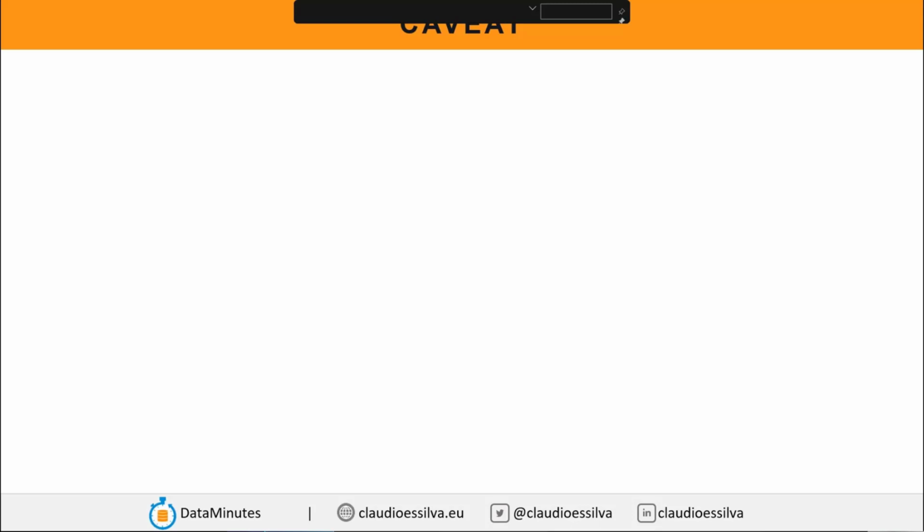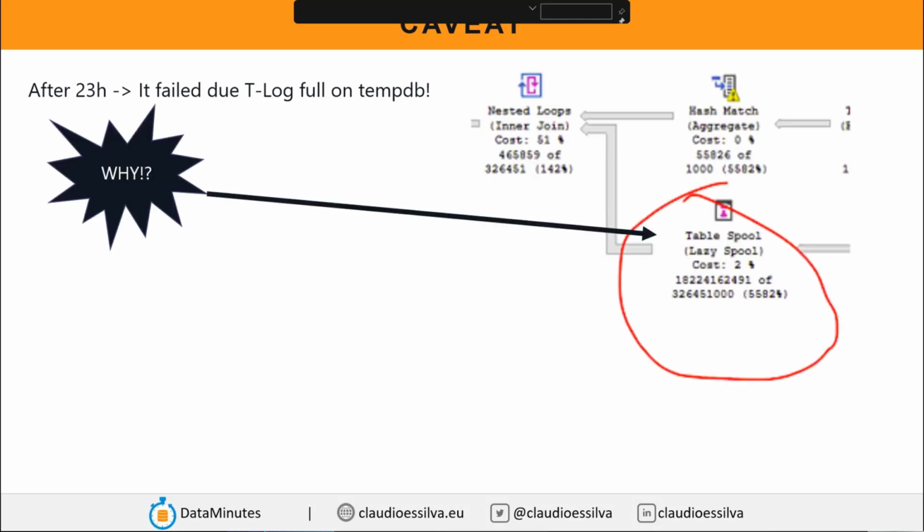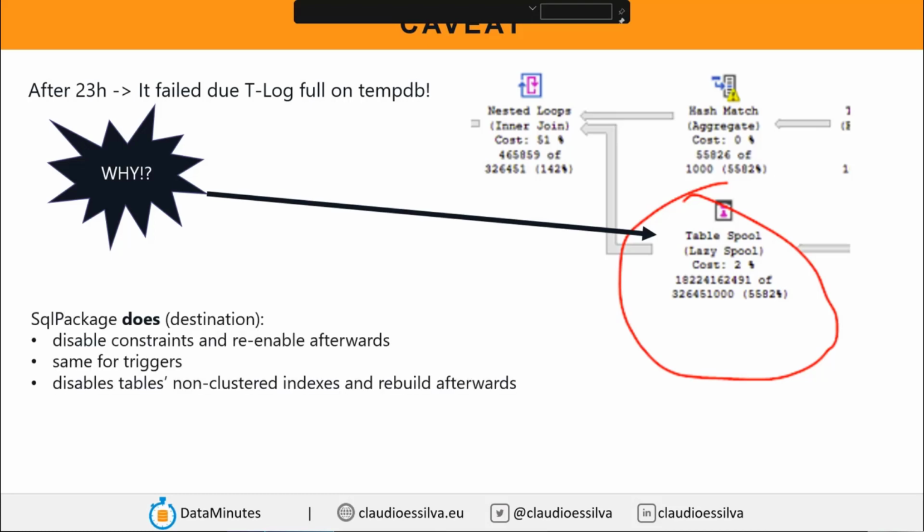But now, what is the caveat behind it? I put it to run after my lunchtime, and on the next day I was surprised that after 23 hours doing a specific task, it had filled the transaction log of my TempDB. Why? Mainly because of some operations that were being run that generate huge table spools. I found this because while it was still running, I was running sp_WhoIsActive to understand what was happening behind the scenes, and I found some odd things in the execution plan.